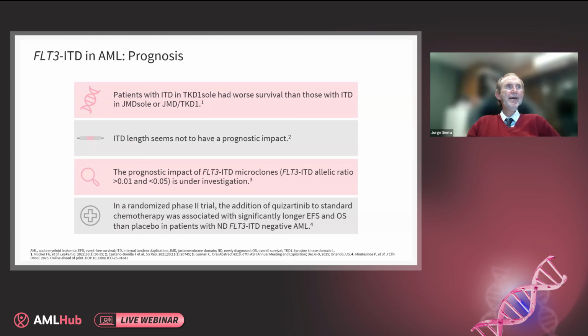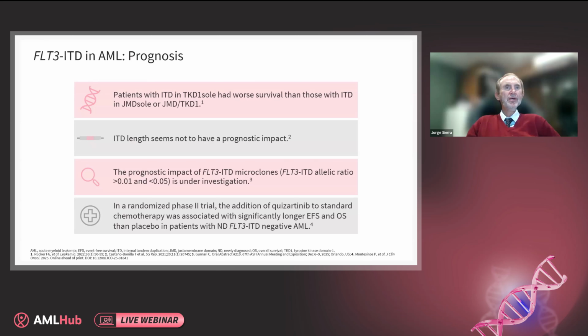The impact of internal tandem duplication length has been studied, and the most recent analysis with the largest number of patients has shown that it does not have prognostic impact, and currently it is being investigated the prognostic impact of FLT3-ITD microclones with an allelic burden between 0.01 and 0.05, and you will see the results of this study at the next meeting in ASH.